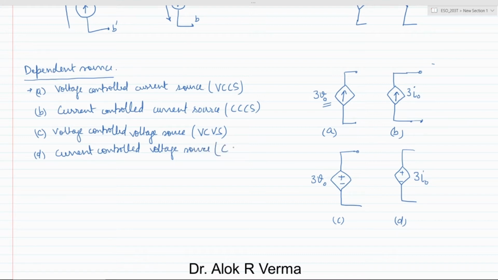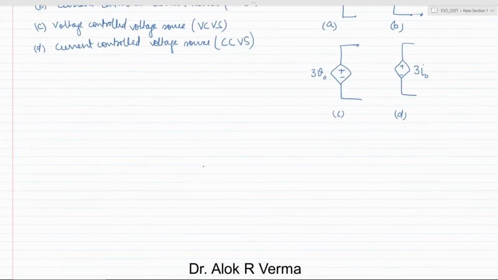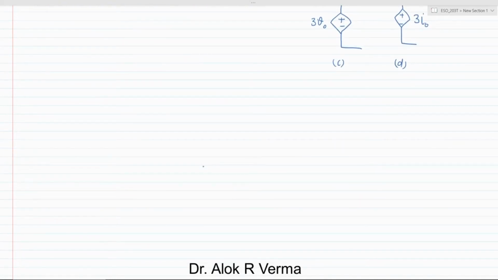So basically current controlled voltage. These are the four types of different dependent sources which will be very frequently seen in the electric circuits. So do not get confused. We will see some examples.